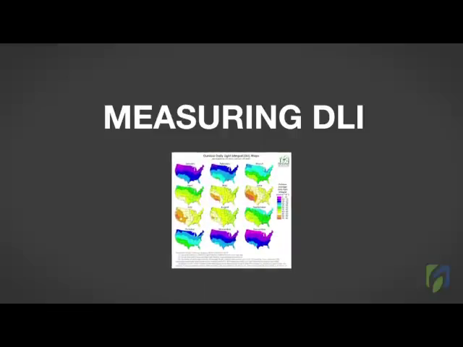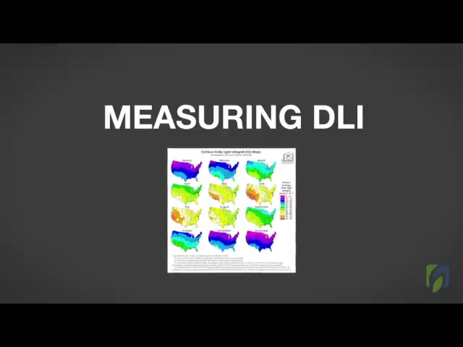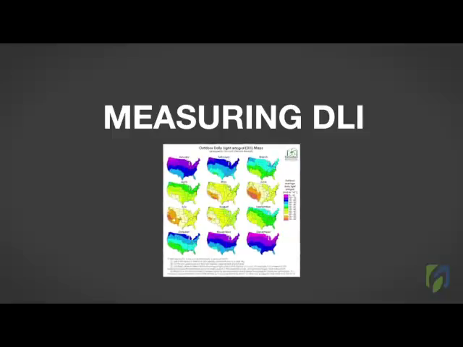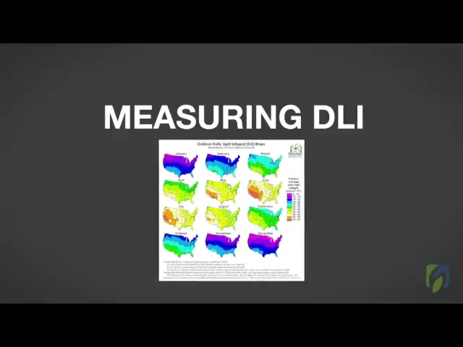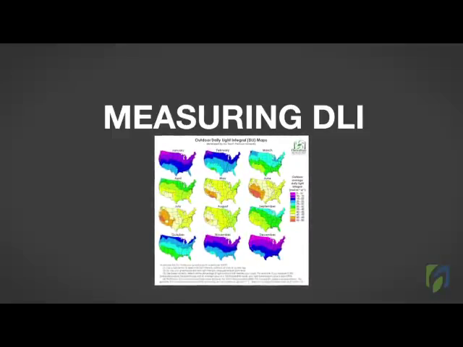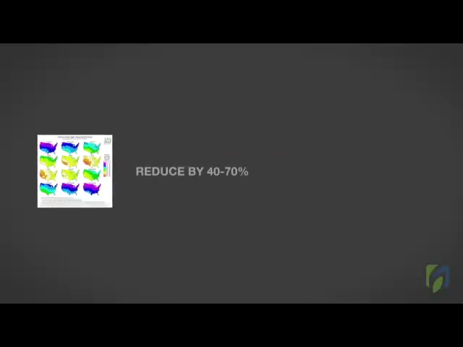Measuring daily light integral. As discussed earlier, you can estimate the outdoor daily light integral levels by locating your operation on the DLI maps developed by researchers at Clemson University. The maps provide the monthly outdoor DLI throughout the United States. Remember that these DLI values should be reduced by 40 to 70% to provide you with a very rough estimate of the DLI values in your greenhouse and received by your crops monthly.